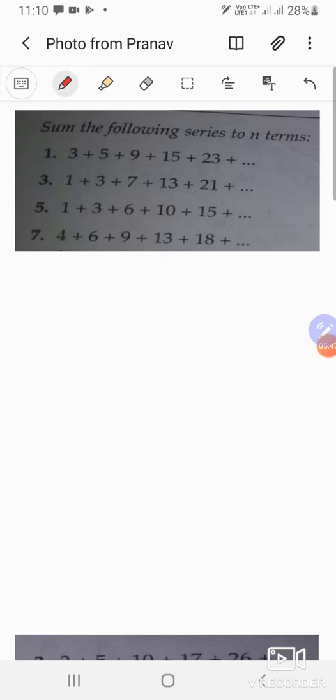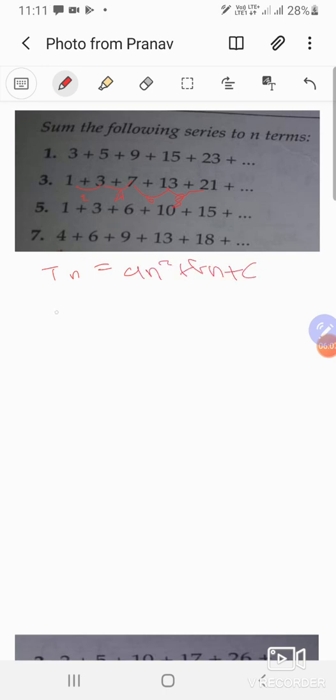So let's move on to the next question with the same method basically. Okay, 1 plus 3 plus 7 plus 13. So what's the difference? The difference is 2, 4, 6, 8, and keeps on going like that. So yes, our general assumption is that Tn equals an squared plus bn plus c.